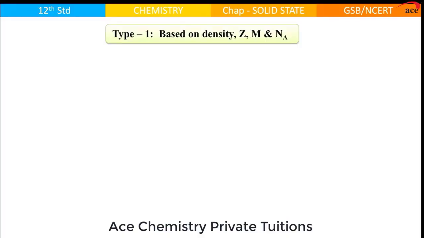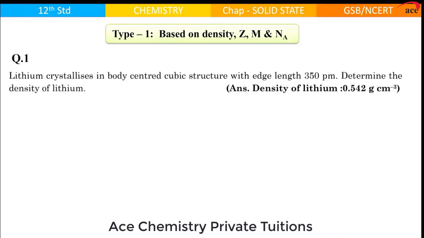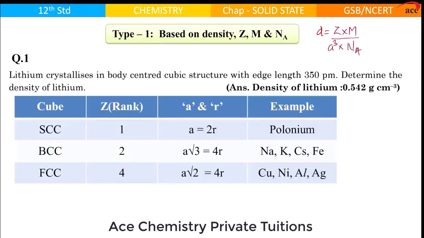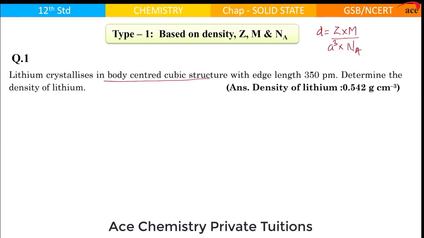Come to the first numerical, which is based on density, rank, and molar mass. Lithium crystallizes in a body centered cubic structure. You are aware the formula is density is equal to Z multiplied by M divided by A cube into Na, and we are also aware for BCC rank is 2. So, the Z value is 2 for BCC. Z value is known. Then they are asking to determine the density of lithium.